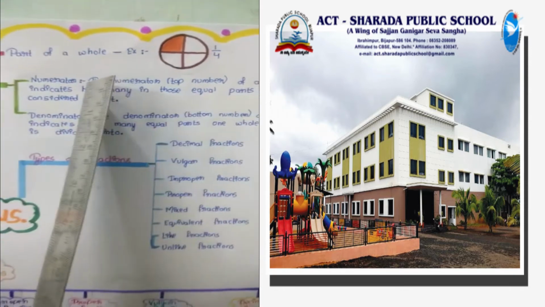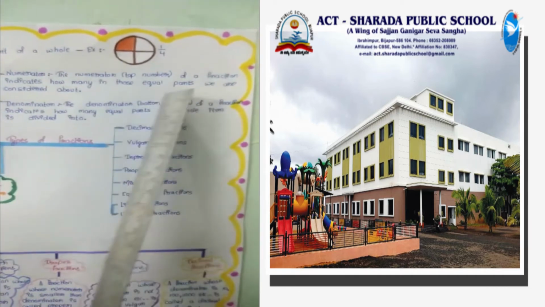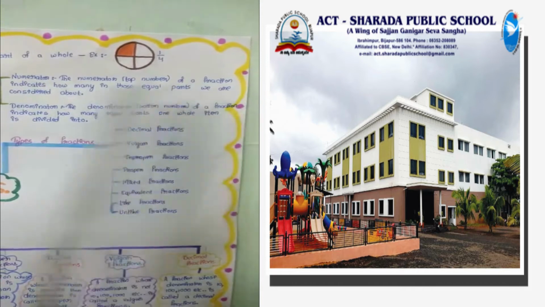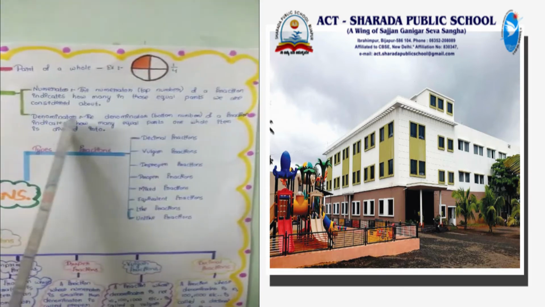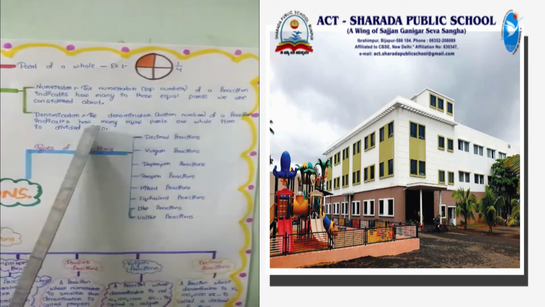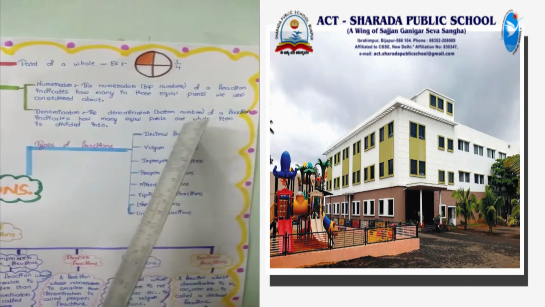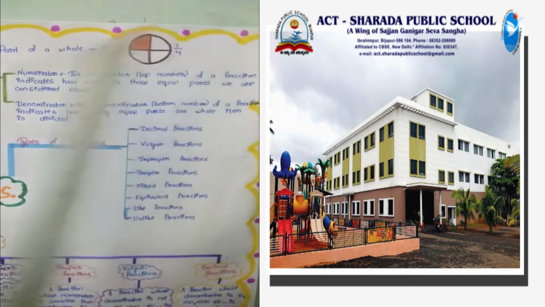Numerator. The numerator, the top number of a fraction, indicates how many of those equal parts we are considering. So in this fraction, 1 is the numerator. Denominator. The denominator, the bottom number of a fraction, indicates how many equal parts one whole item is divided into. In this fraction, 4 is the denominator.